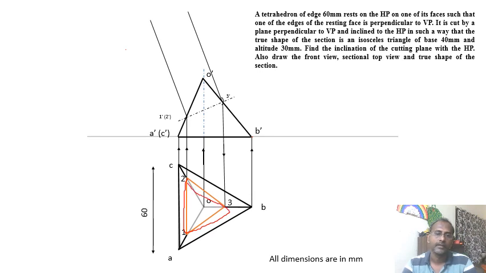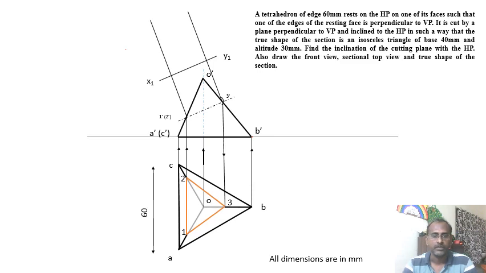Now we have to trace the true shape. To trace the true shape, you have to drop projectors like this, perpendicular to the cutting plane. Draw projectors and draw the reference line, which is x1 y1, and then you transfer the positions of 1, 2 and 3 with respect to the reference line in the top view to this, to draw the true shape.